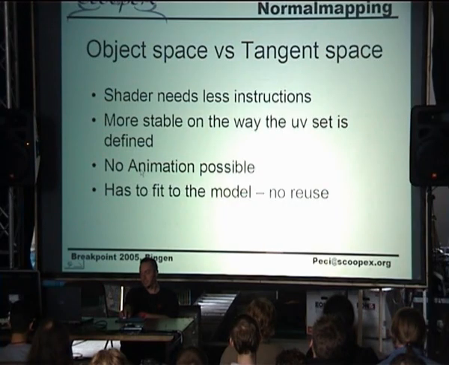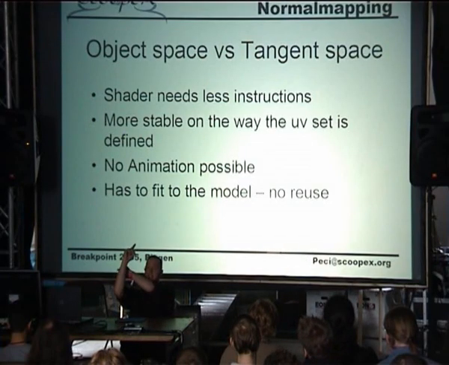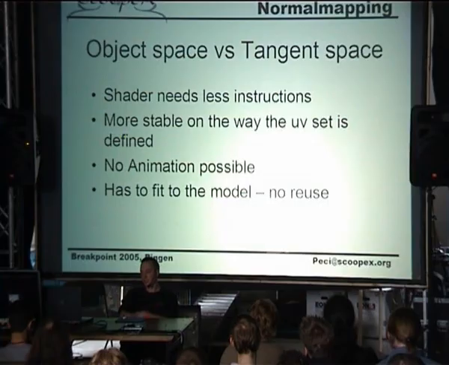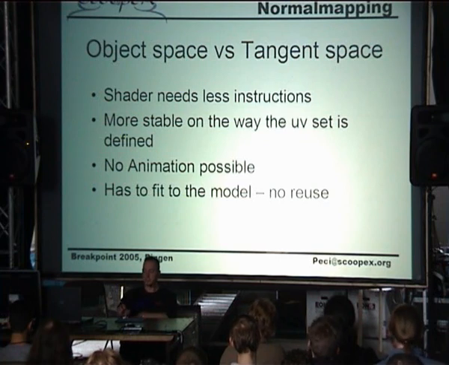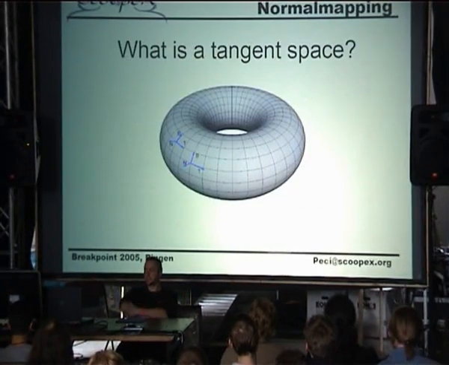It's also not easy to do animations, because think about it: if you have a hand and the normal points up, and I move the hand, I want the normal to point in that direction, but it would still point up. You could pass the animation matrix into the pixel shader and do a matrix multiplication per pixel, but that's useless. So what people do is, instead of using object space, they use the normal map in tangent space, which is kind of relative. So what is tangent space?